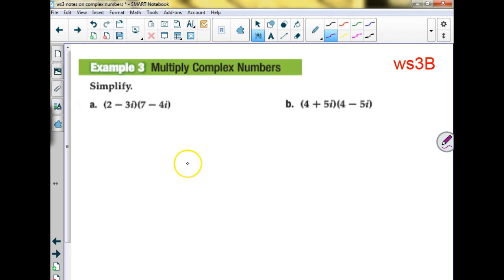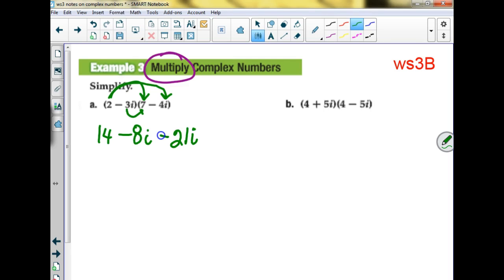All right, so let's multiply, which means we're going to FOIL these together. So 2 times 7 is 14. Then I'm going to distribute the 2 to this, which would be a negative 8i. In the middle, if I'm distributing the negative 3i to the 7, I'd get what? Negative 21i. And negative 3i times negative 4i would be positive 12i squared.